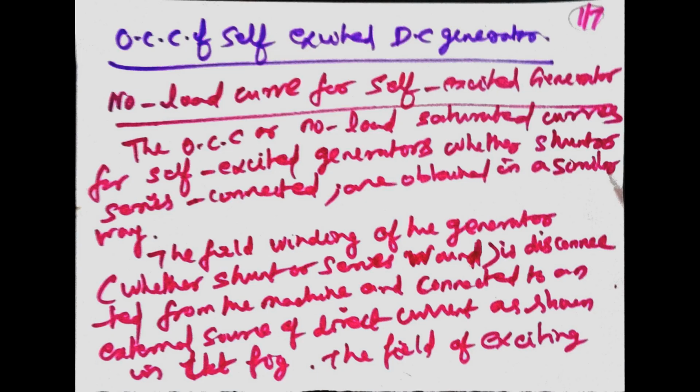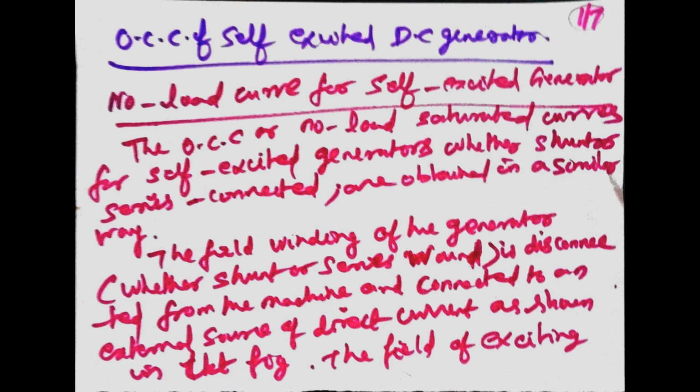OCC of self-excited DC generator: the no load curve for a self-excited generator. The OCC or no load saturation curves for self-excited generators, whether shunt or series connected, are obtained in a similar way. The field winding of the generator, whether shunt or series wound, is disconnected from the machine and connected to an external source of direct current as shown in the circuit figure.